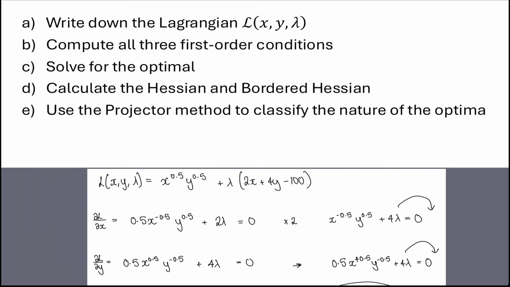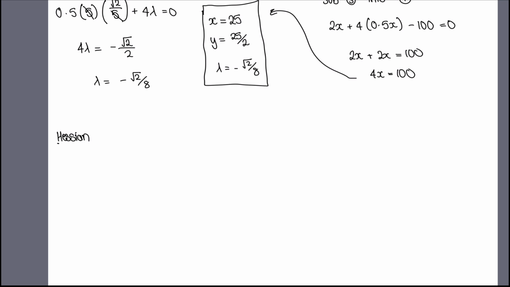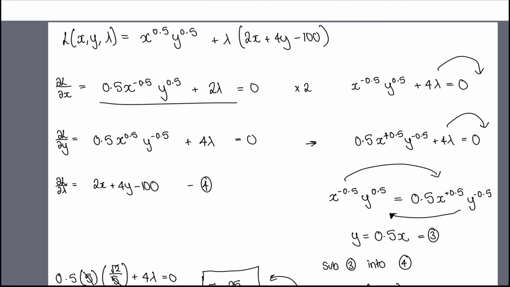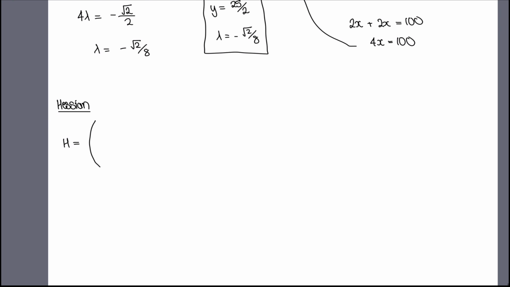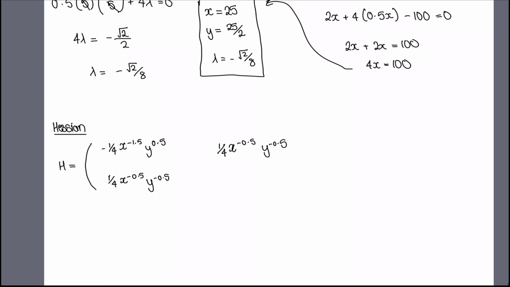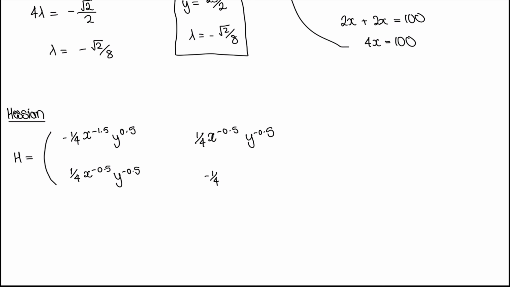If we now calculate the Hessian and the bordered Hessian, we'll begin by calculating the Hessian, which is just finding the second order partial derivatives. So differentiating this with respect to x again, we get, calculating the mixed partials, we get, and then differentiating this partially with respect to y again, we get minus 1 over 4, x to the power of 0.5, y to the power of minus 1.5.